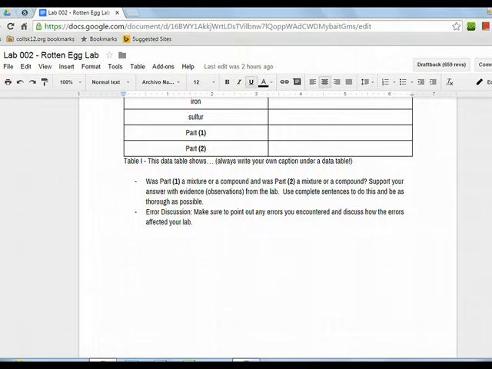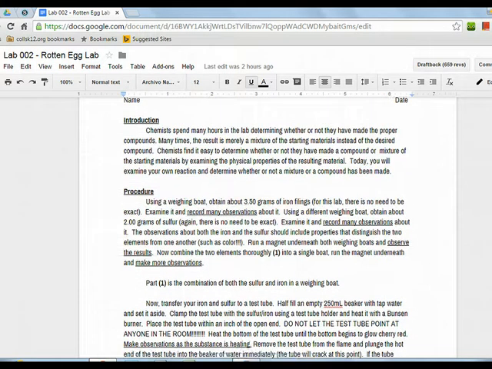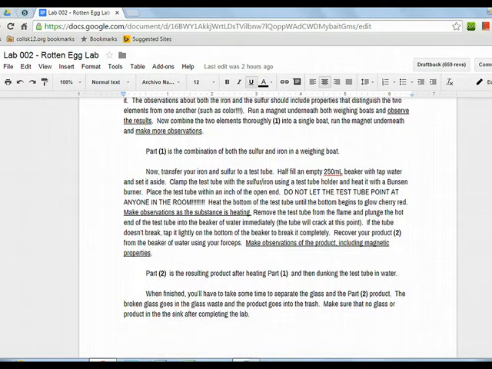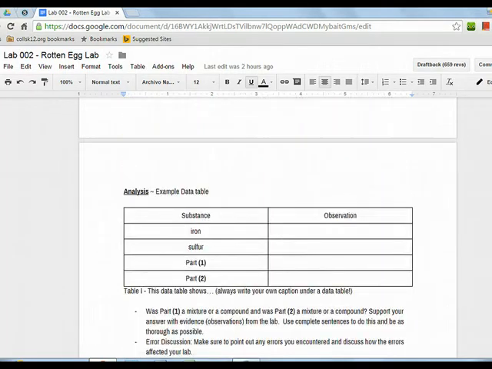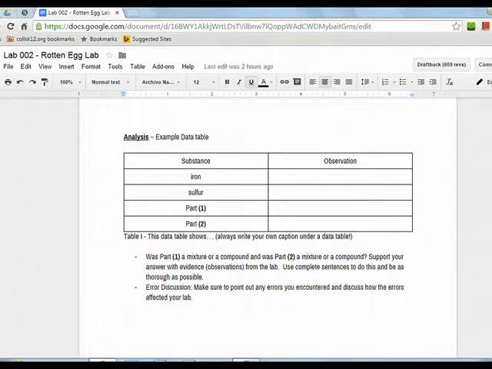Okay, so again, you're going to need an introduction when you write this up. And then you're also going to need a methods section, a section that describes how you did the lab. And then you're going to need an analysis section. That analysis section should have a data table like this one here. And then it should address that part 1 and part 2 were supported with complete sentences, and then it should have a little bit of an error discussion.